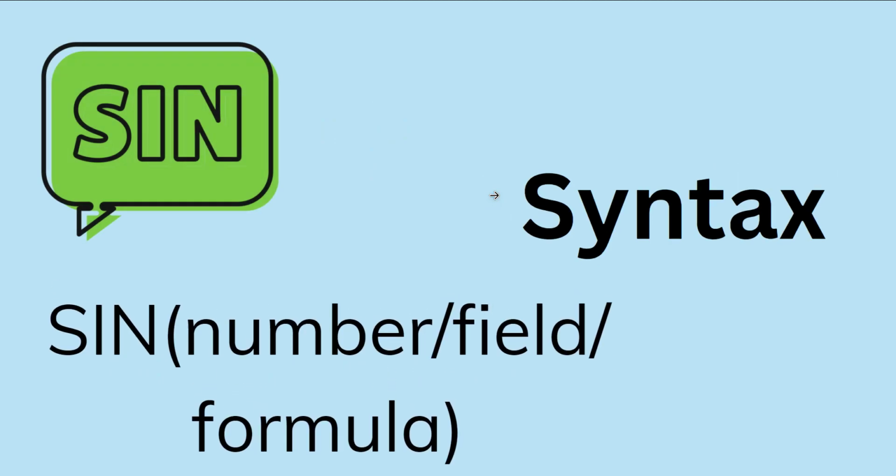Here we have SIGN as a function, and we are passing a number, a field, or a formula as a parameter to this function, for which we are trying to find the sign value. So it can be any constant number or any formula. So let's proceed and learn how we can use this SIGN function in Salesforce Lightning to calculate the sign value.